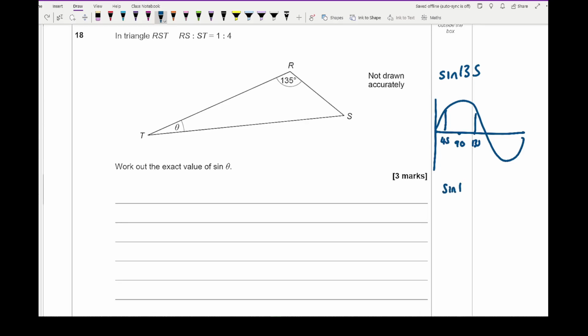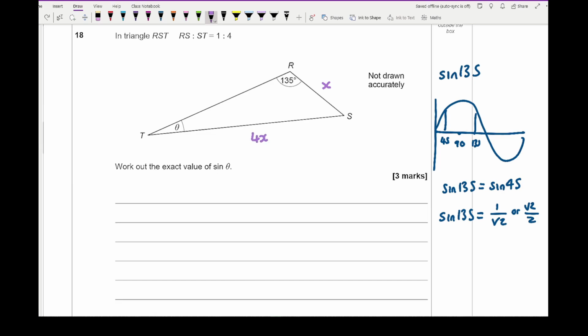So sine 135 equals sine 45, and we know that sine 45 is an exact value of trig, and if I do some recollection, it is 1 over root 2. So sine 135 equals 1 over root 2, or you can write it as root 2 over 2, whichever floats your boat. We also know that if RS is x, then ST is going to be 4x.